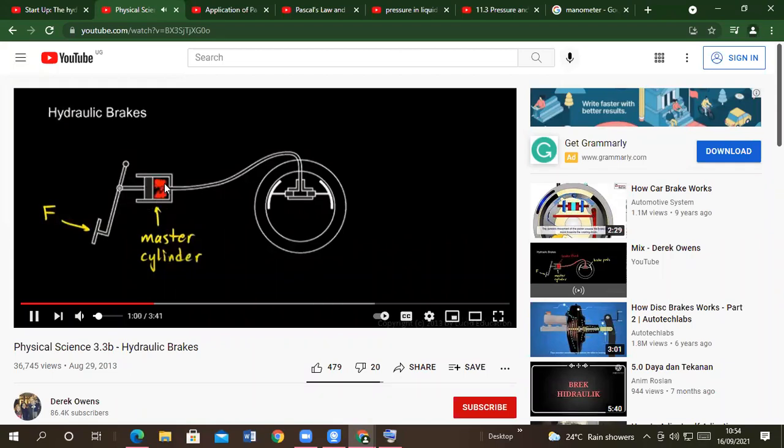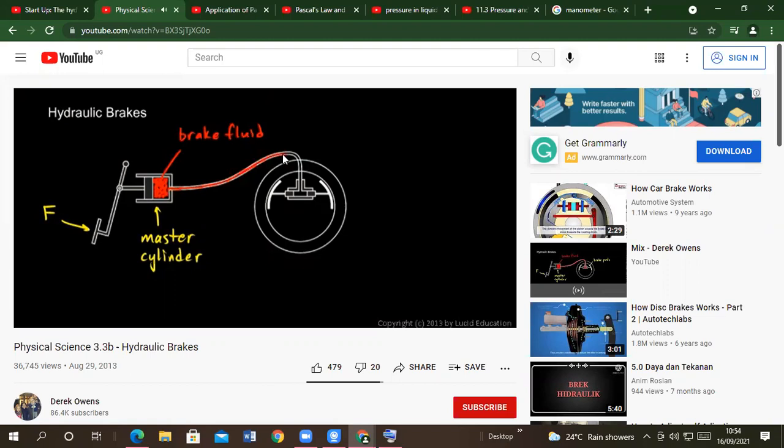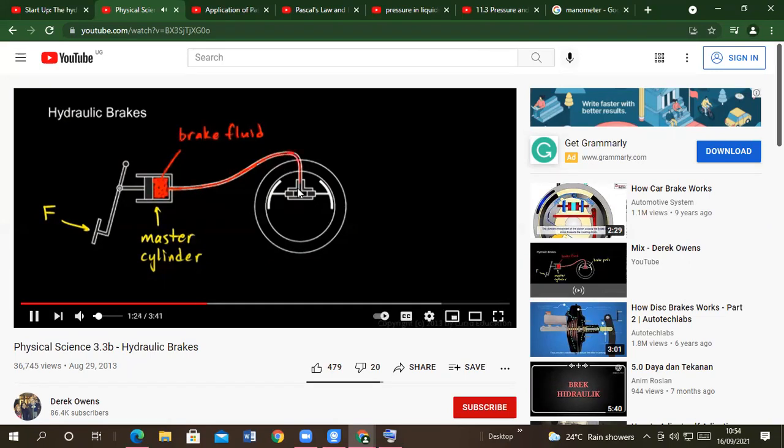So the brake fluid, normally it is reddish in color, and once the piston is pressed inwards, the brake fluid will travel through this rubber tubing or through this tube. Then it will reach what we call the brake shoe. So we have the brake shoe here.